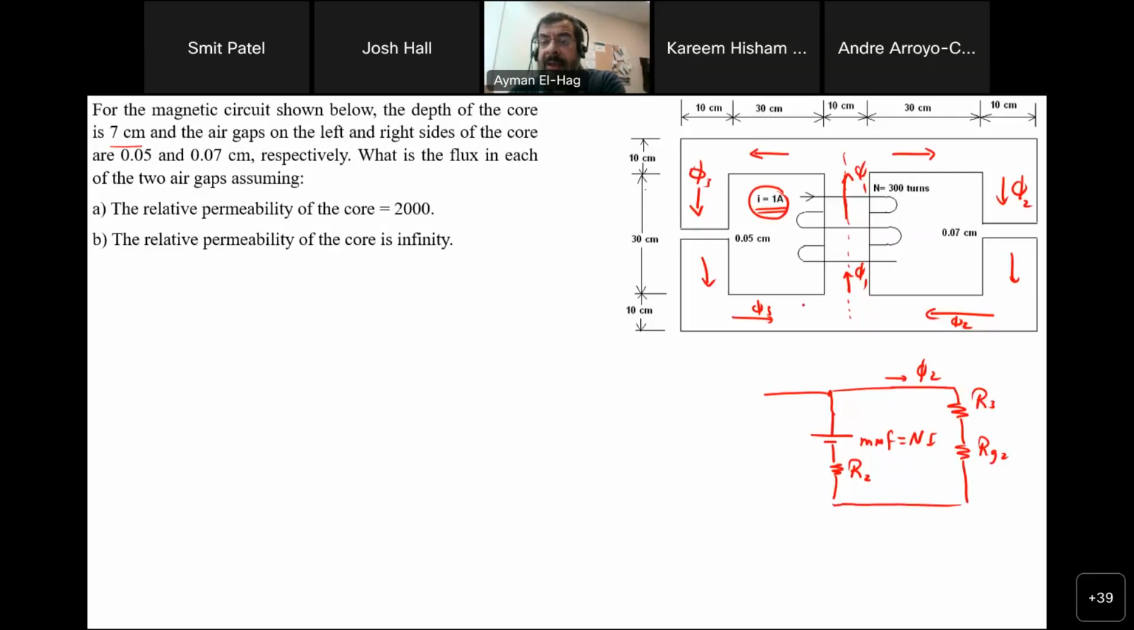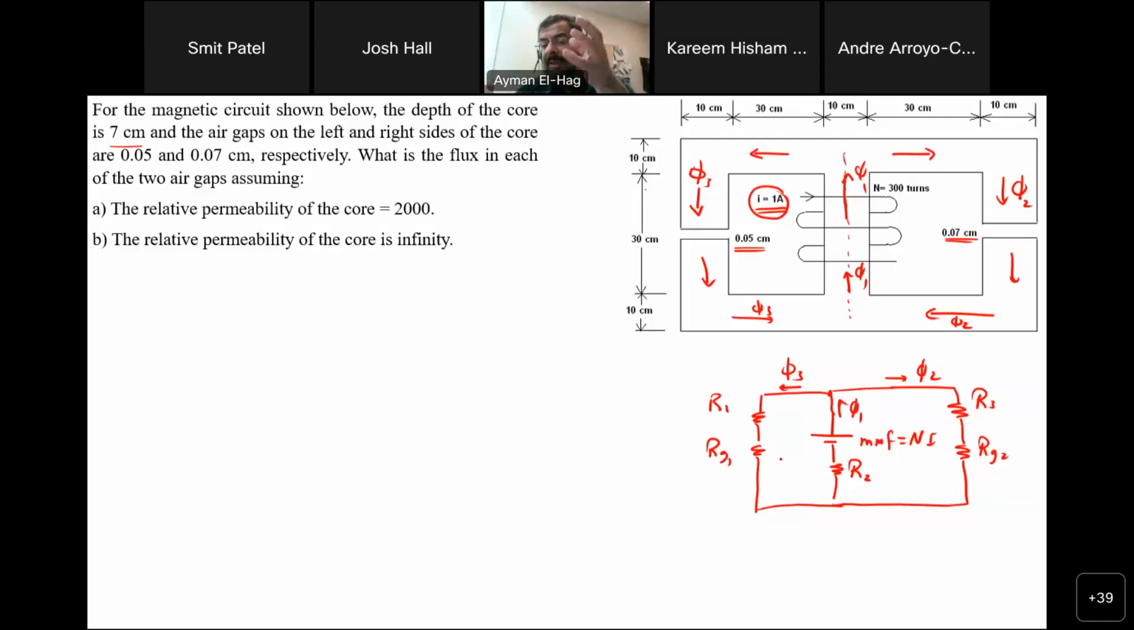Okay. Then we go to the left, we will have the same thing. The only thing different here is the difference in the air gap. So we will have two reluctances here as well. This is reluctance 1, reluctance gap 1, and here is my flux 3. And here is my flux 1. That is the most important thing in that question, to find the equivalent circuit. The rest becomes very, very easy.